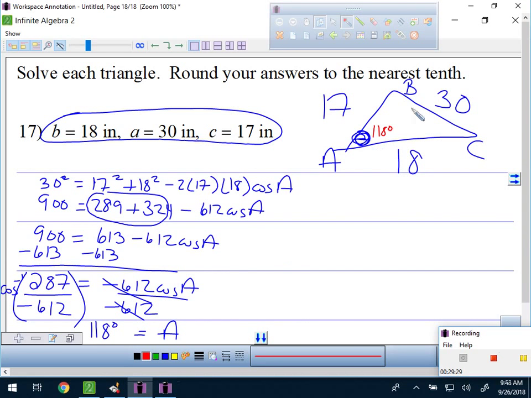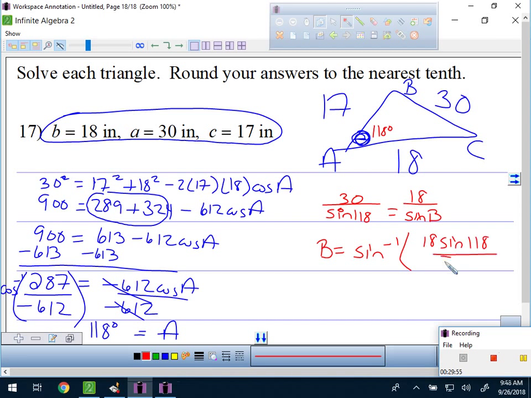So now I'm going to use law of sines. So I'm going to do 30 over sine of 118, and I'm going to do side B. So B, 18 over sine of B. You've got to find the angle again, so you're going to do sine inverse of 18 sine of 118 over 30. And if you type that in, that gives you angle B of 32 degrees.